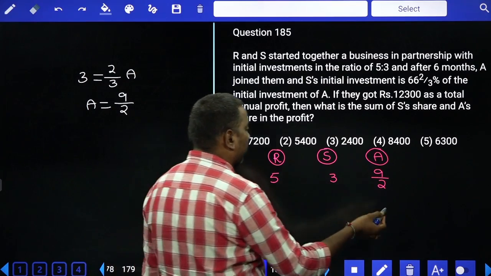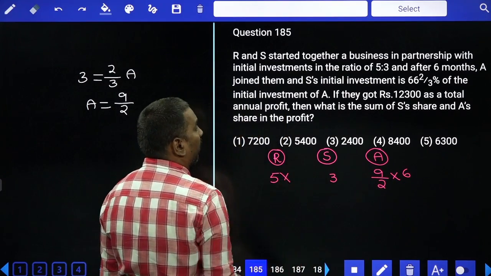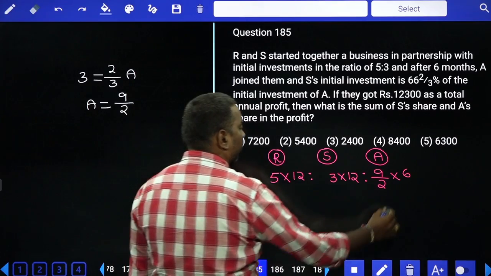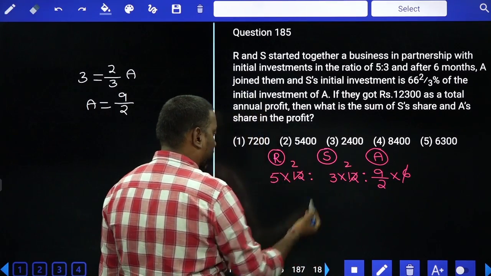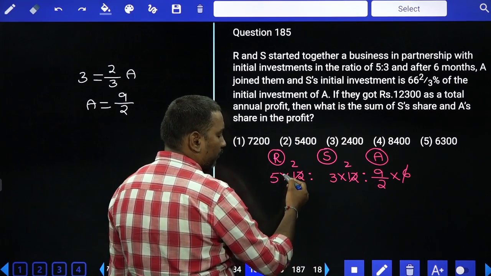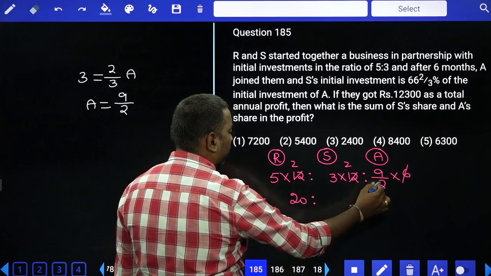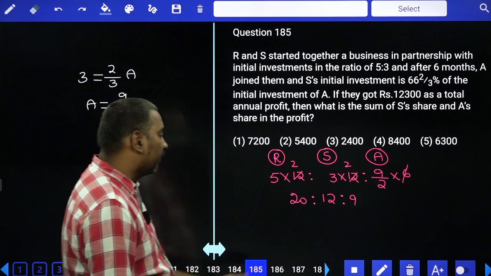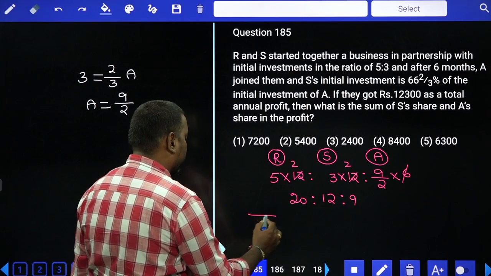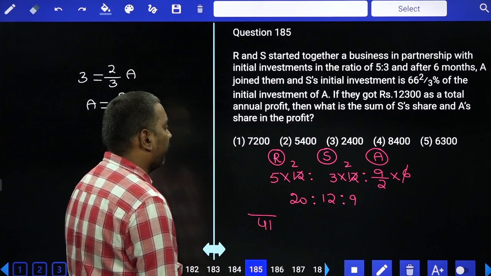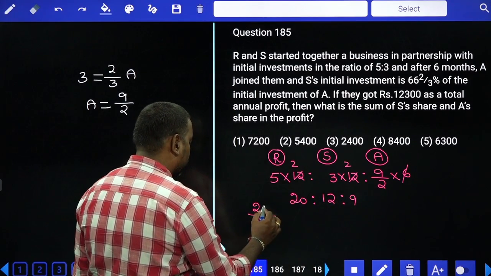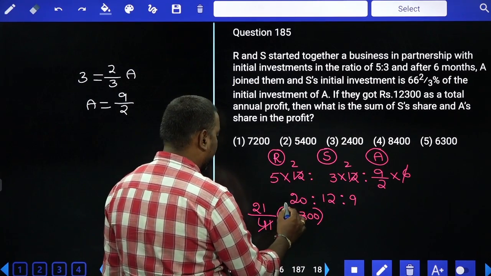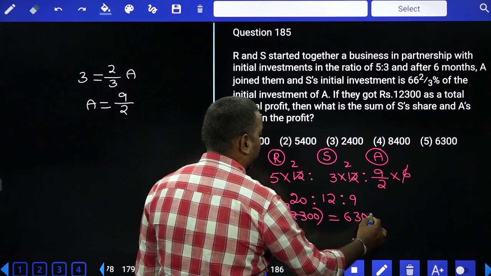Here A joined after 6 months, so A is there for 6 months only. R and S are there for the complete 12 months. 6 times 1, 6 times 2, 6 times 2. 5 twos are 10, 2 tens are 20. 3 twos are 6, and 2 sixes are 12, and 9. That is profit ratio 20:12:9. 20 plus 12 is 32, plus 9, 41 parts. Out of 41 parts, the sum of S and A is 12 plus 9, 21 parts. 21 by 41 times 12,300. 41 goes exactly 3 times. 21 into 3 means 6,300 is your answer.